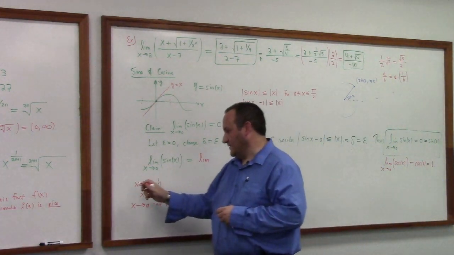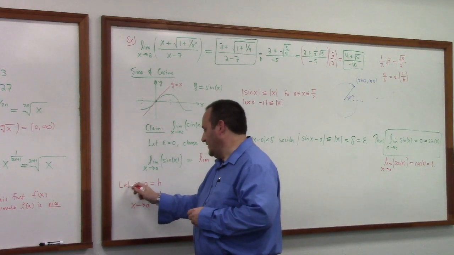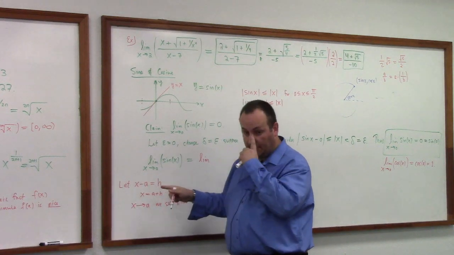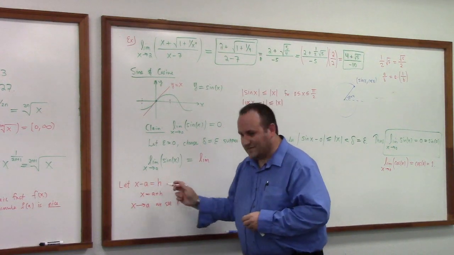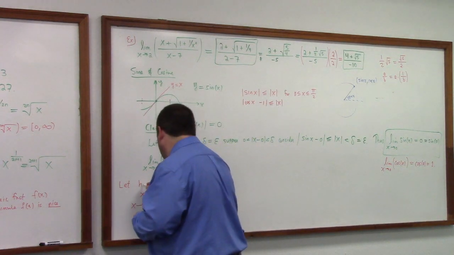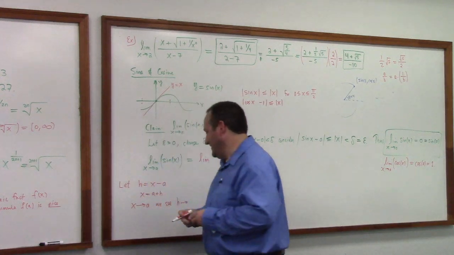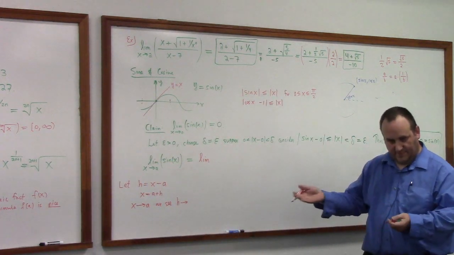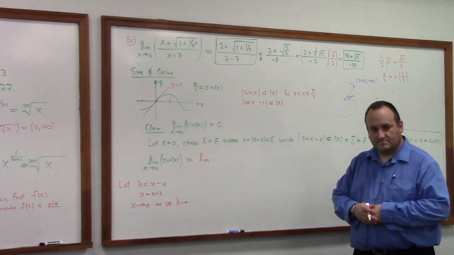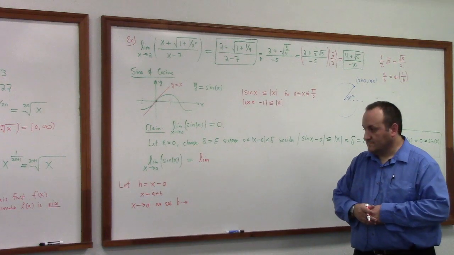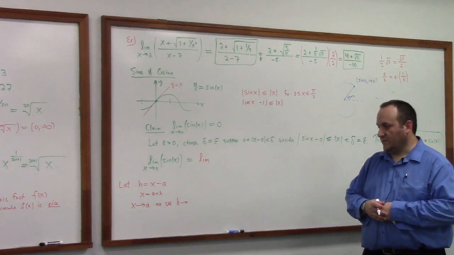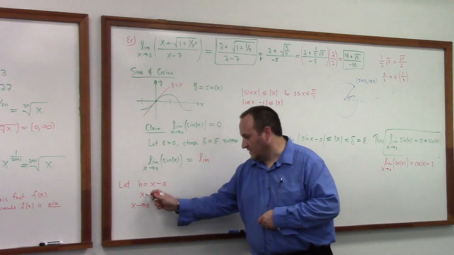So I'm saying let us introduce a new variable called h. h is equal to x minus a. Maybe, if you like, I could say let h equal x minus a. Now what happens as x goes to a for h? Well, yes, x is equal to a plus h is also true, but how about the limit? What does h go to as x goes to a?